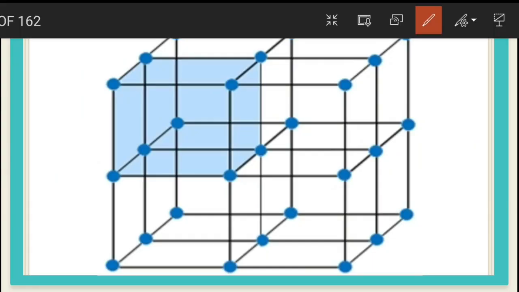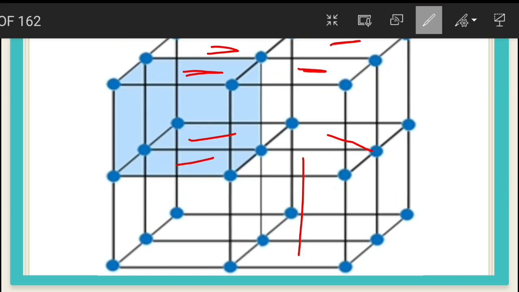I can say this is the first one, this is the second one, this the third one, this is the fourth one. Okay, these 4 are on the top part, and this is the fifth, this is the sixth, 7 and 8. So you can see there are 8 unit cells present in this crystal lattice. We'll be focusing on only one unit cell, and we'll be counting the number of atoms in a unit cell for different unit cells.